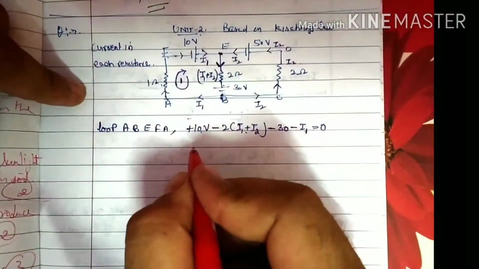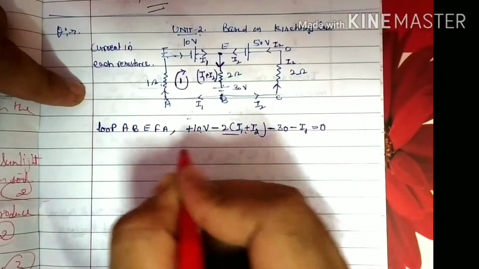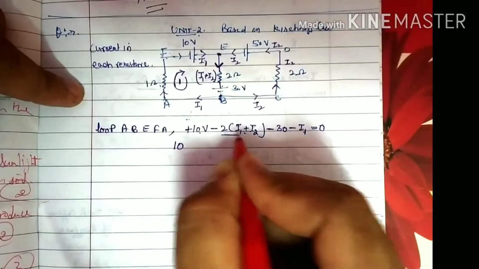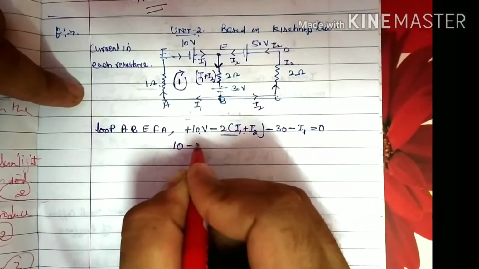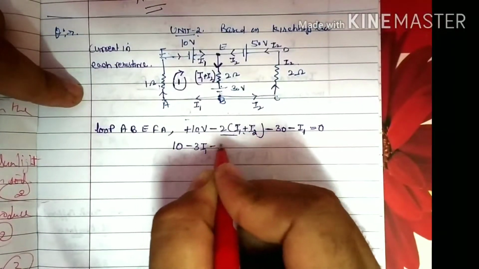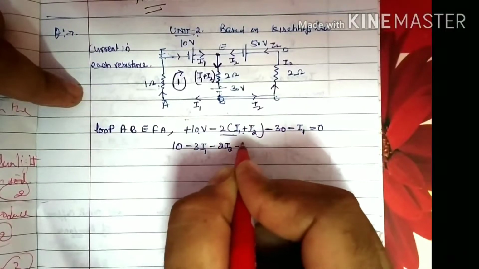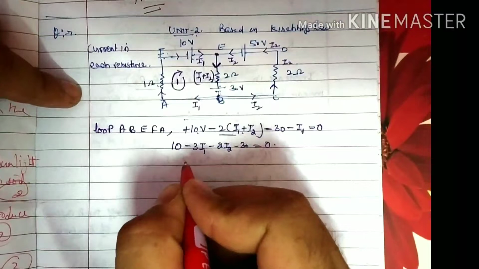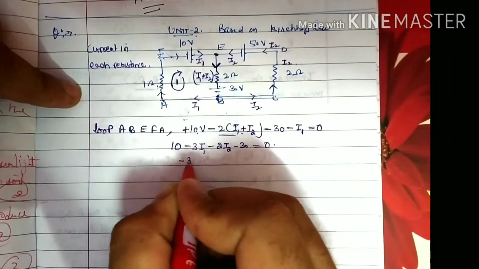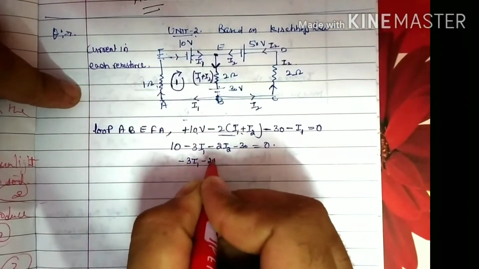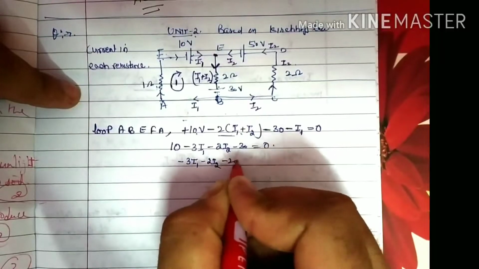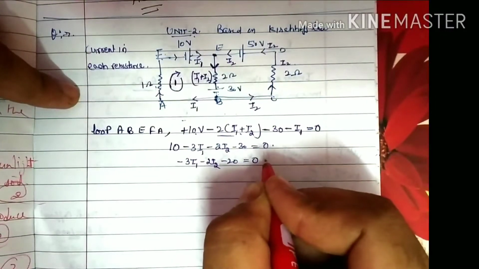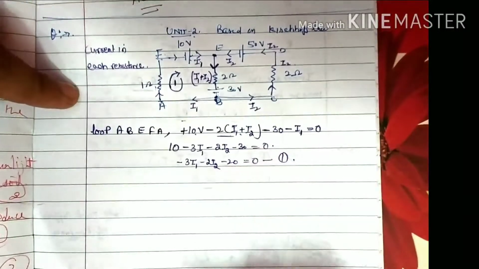Now simplify it. We get 10 minus 2I1, that is minus 3I1, then minus 2I2 minus 30 is equal to 0. So we get minus 3I1 minus 2I2 minus 20 is equal to 0. So this is our equation number 1.